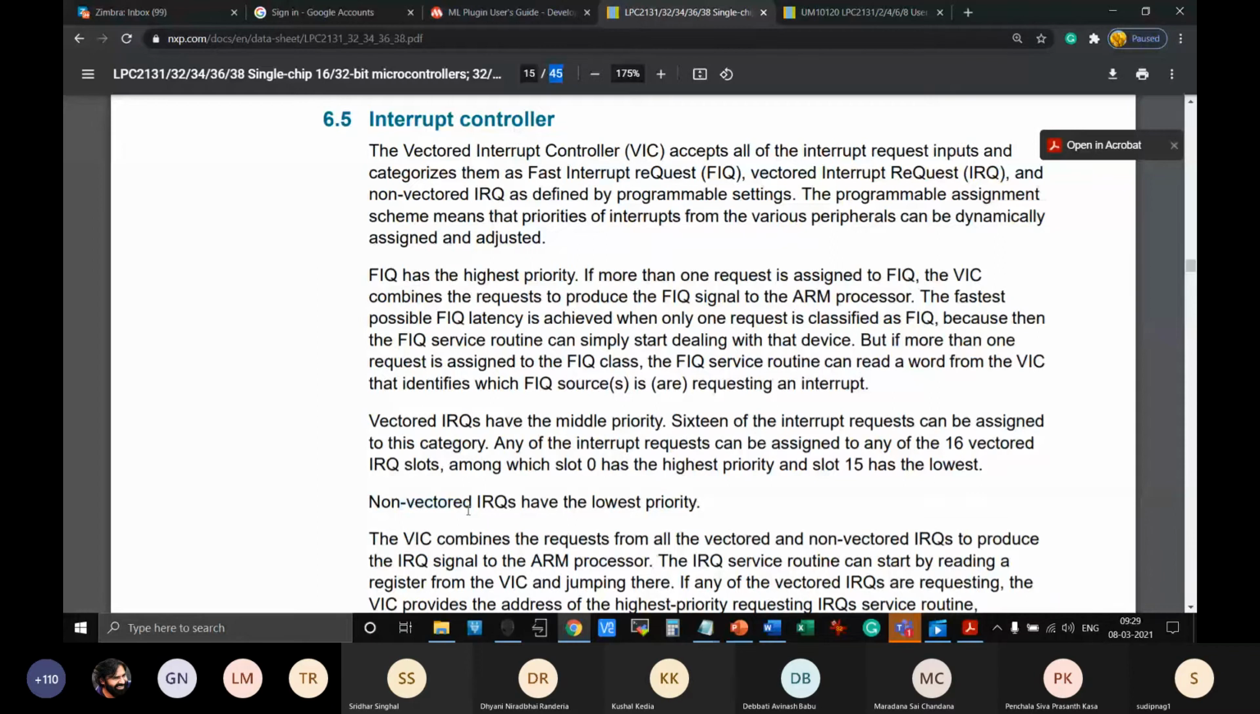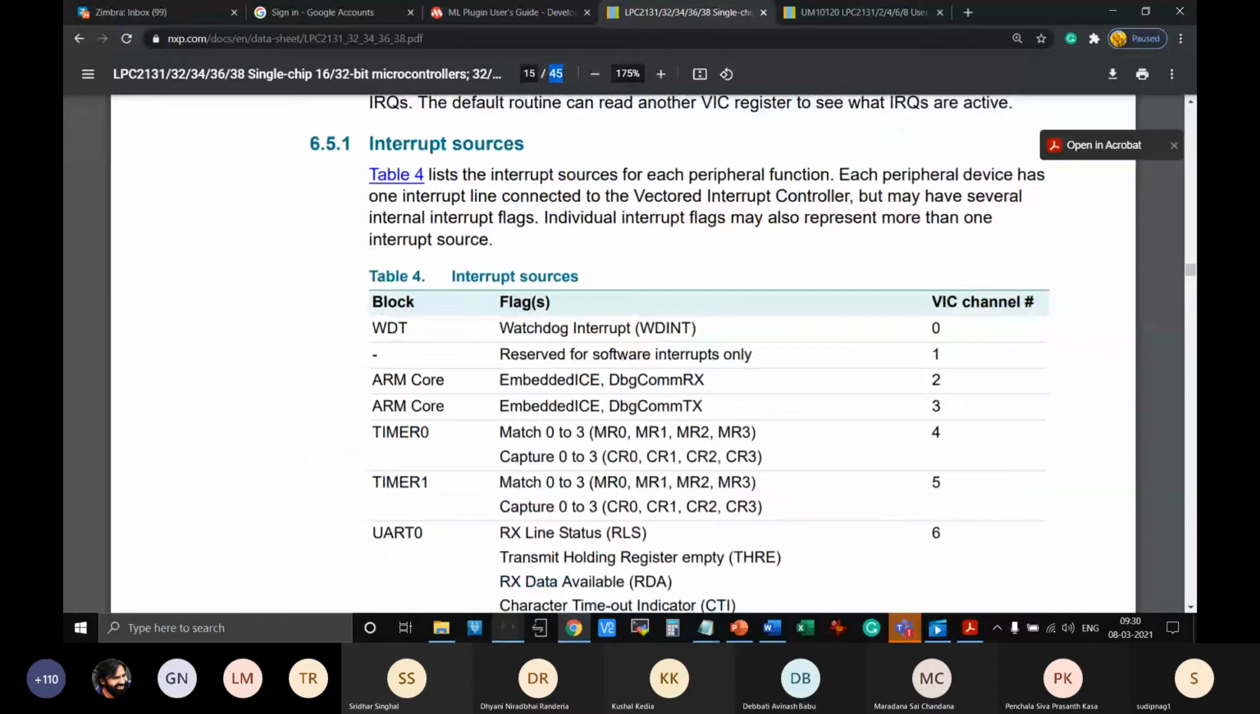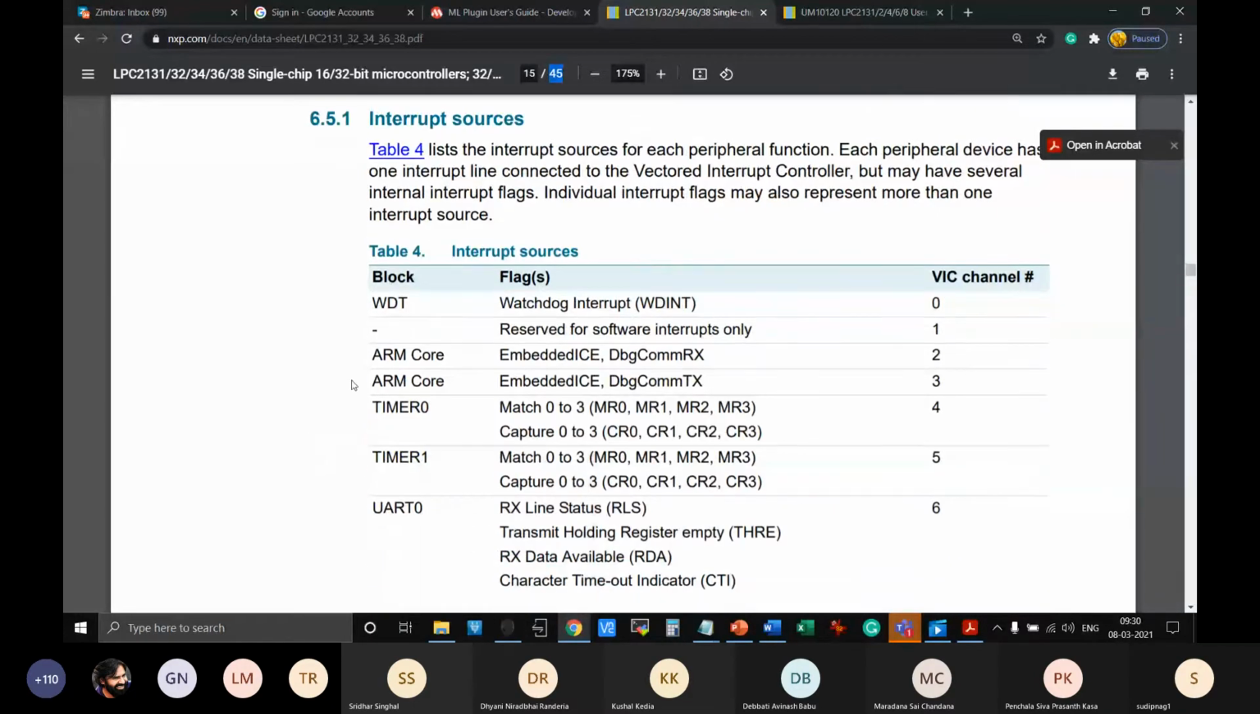Now there could be different interrupt sources available in the case of this LPC microcontroller. You can see over here there are interrupt sources which are listed, and look at these channel numbers. This table shows the interrupt sources coming from almost all the blocks from the block diagram, and those blocks are listed over here along with their VIC channel numbers, and each channel is associated with some memory locations. Watchdog timer comes first because, if you remember, I talked about this earlier.